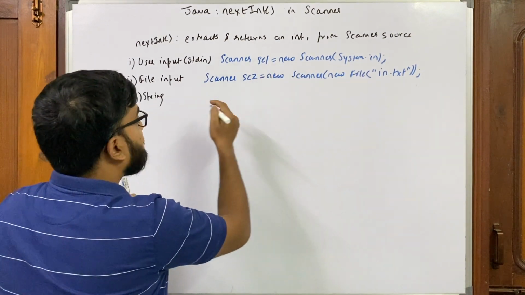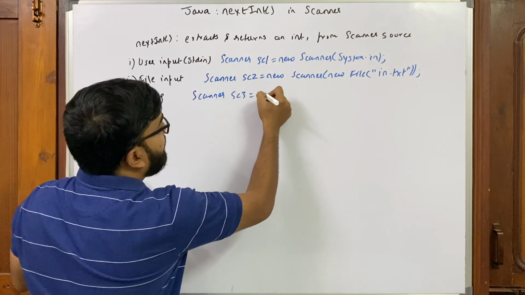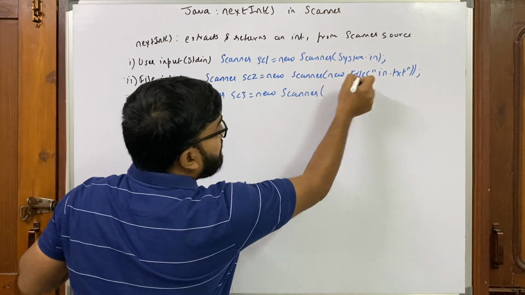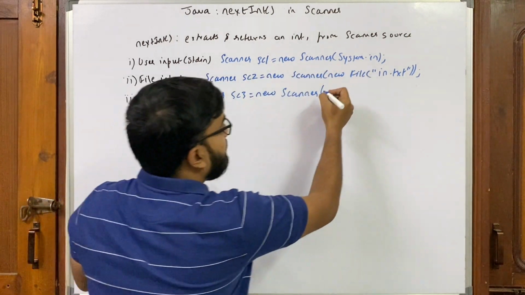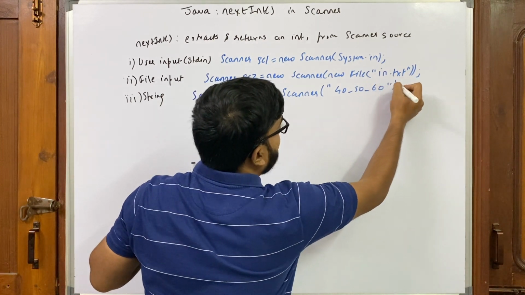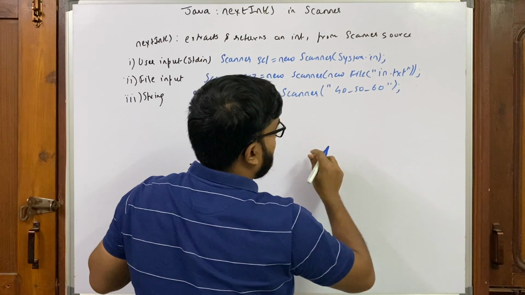So we can directly pass a string to the Scanner as well. If I name this object as sc3, rather than giving it a source that gets a string, I can directly pass a string. So I'll say "40 60 50 60", where this is a space, to denote a space.